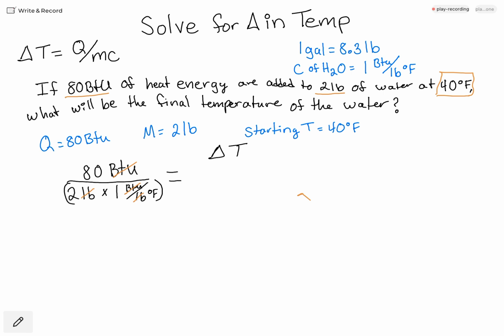And then 2 times 1 is 2. 2 goes into 80 is 40 degrees Fahrenheit. Now, this is just the change in temperature. This is not the final temperature. This is how much it's going to change.